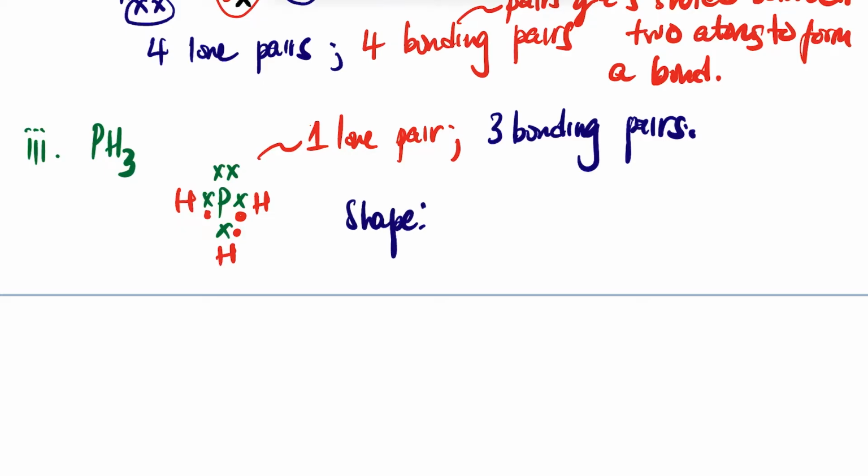It's the same as ammonia. The shape of the molecule is trigonal pyramidal. I'm not going to dwell on why it is trigonal pyramidal. Just memorize that. It's very important. Okay.